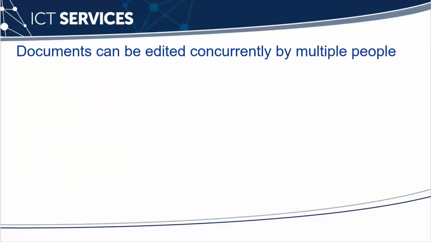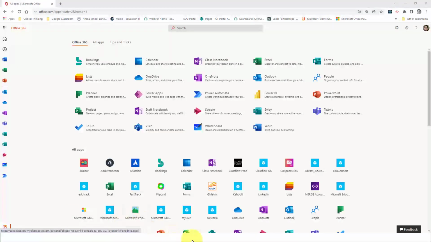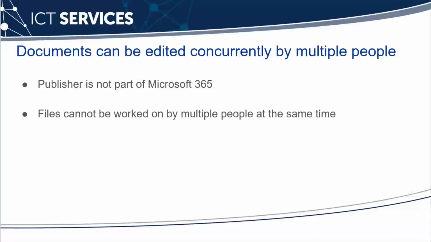The other good thing about Word is that documents can be edited concurrently by multiple people. Because Publisher is not part of Microsoft 365, this is not possible in Publisher. You'll see here when I've opened up my Microsoft Office on the web, Publisher is not one of the apps that appears here. Files can also not be worked on by multiple people at the same time.